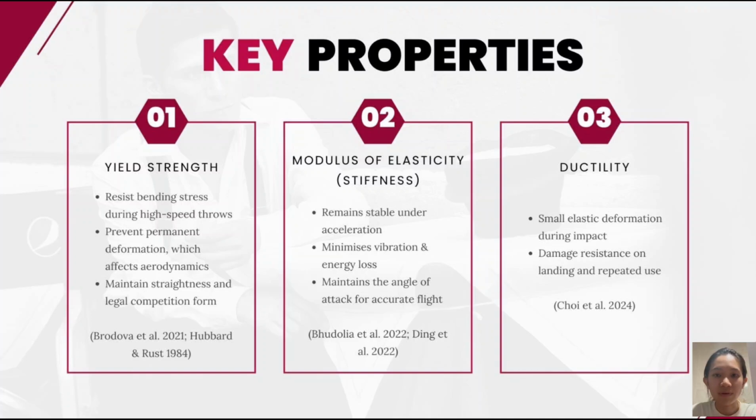The third property is ductility. Although the shaft must be stiff, it should not be too brittle. A small amount of elastic deformation helps absorb impact during landing and prevents cracks. This improves the durability of the javelin over repeated use, especially in training.